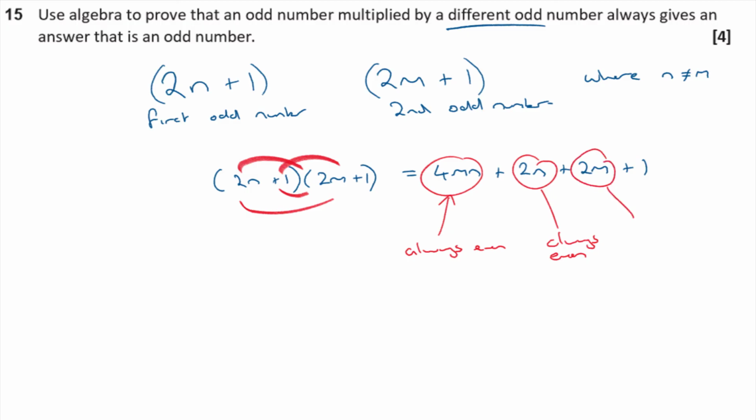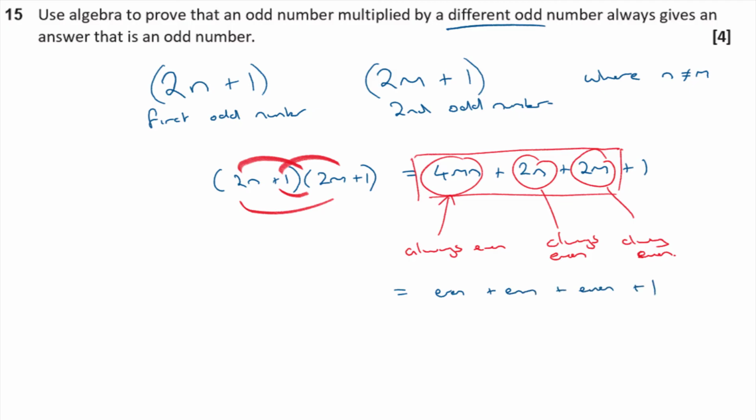This bit is always even. Okay, and we're adding 1 to it. So basically, I've got 3 terms that are all even. So the sum of those, all those added together, is going to be an even number. Okay, so what I've got is an even plus an even plus an even plus 1.